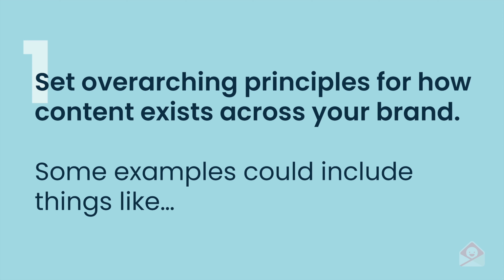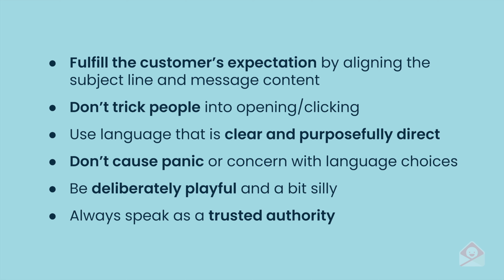First, you have to set overarching principles for how content exists across your brand. Some examples of these principles could include things like the content of the message fulfills the customer's expectation from the subject line. Don't trick people into clicking or opening, or use language that is clear or purposefully direct. In general, none of these things are necessarily right or wrong, but they have to make sense for your brand and your relationship with your customers. By setting these principles, everyone in your team and in your company understands and aligns on the boundaries to work and test within. This was important when we had an outside partner come in to work with us and suggest test ideas, and this was many years ago.